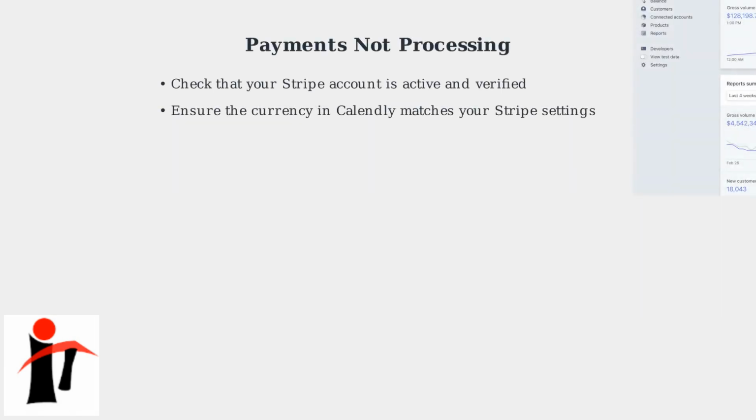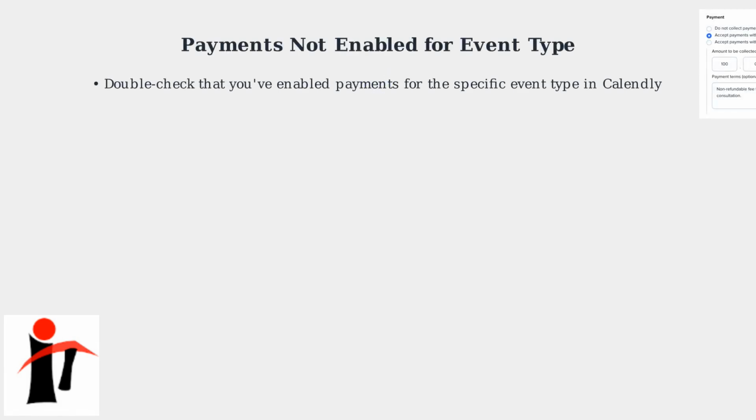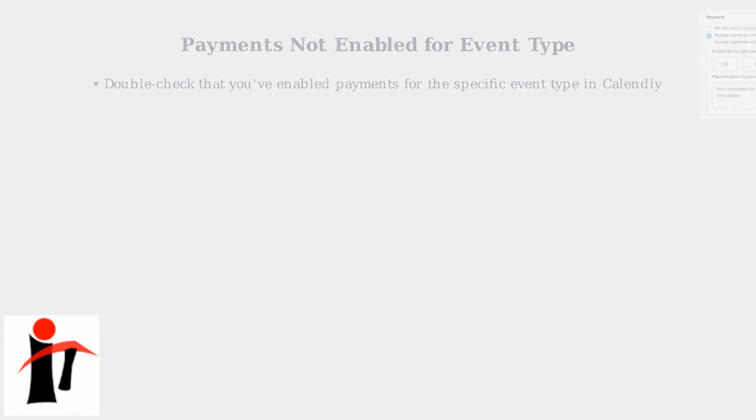If payments aren't processing, first verify your Stripe account is active and fully verified. Then ensure the currency settings in Calendly exactly match those in your Stripe account. Another common issue is payments not being enabled for specific event types. Double-check in Calendly that you've activated payment collection for each event type you want to monetize.